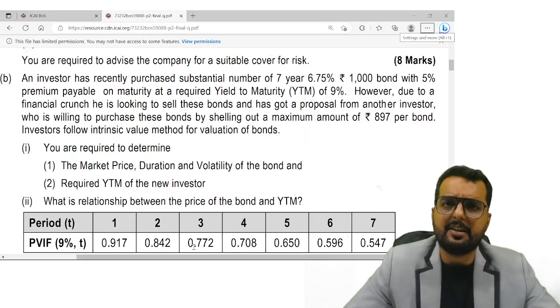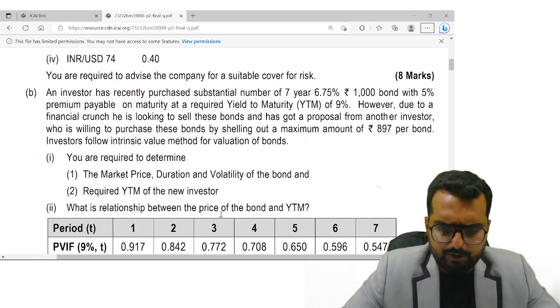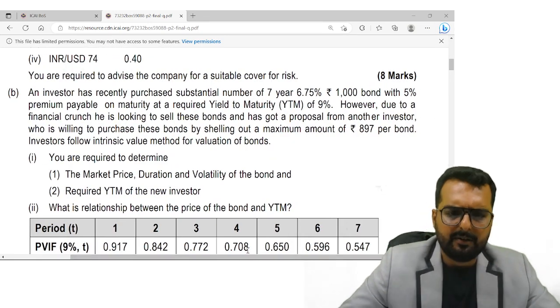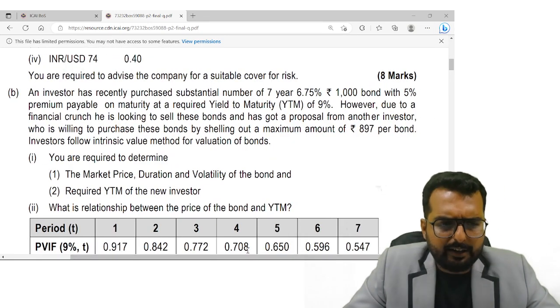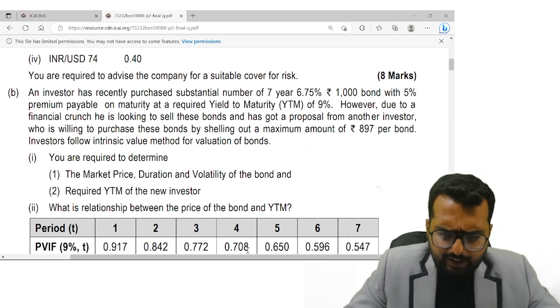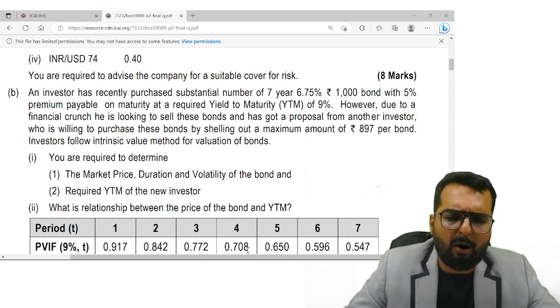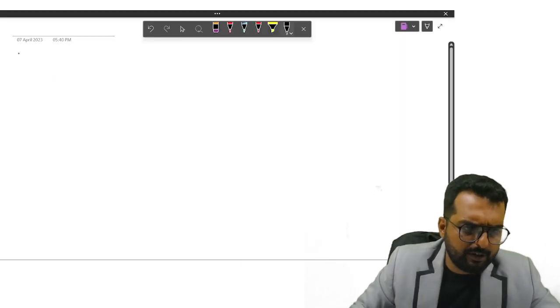All right, friends, let's start with question number 1B of MTP May 23. Our investor has recently purchased a substantial number of 7-year 6.75% 1000 rupee bonds with a 5% premium payable on maturity and the YTM is 9%. So much data is given. Question number 1B. Am I right?